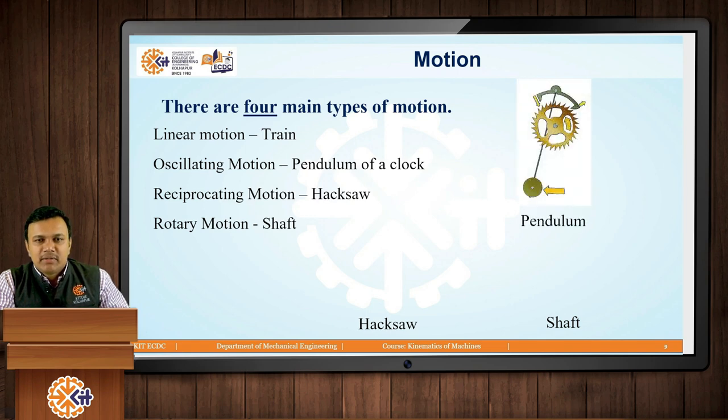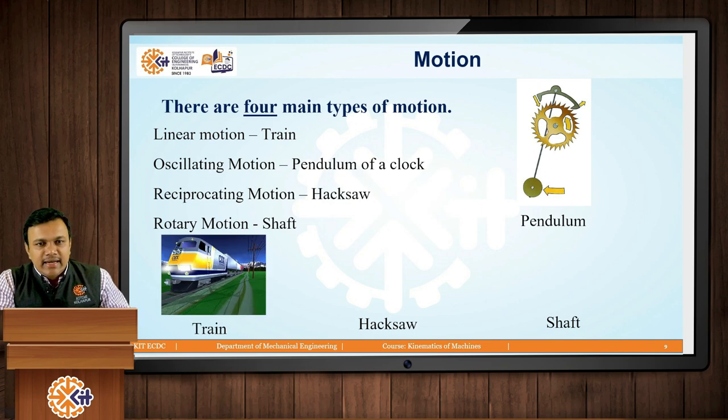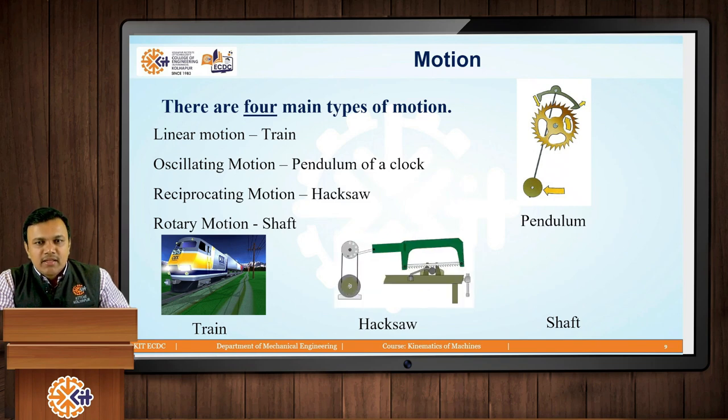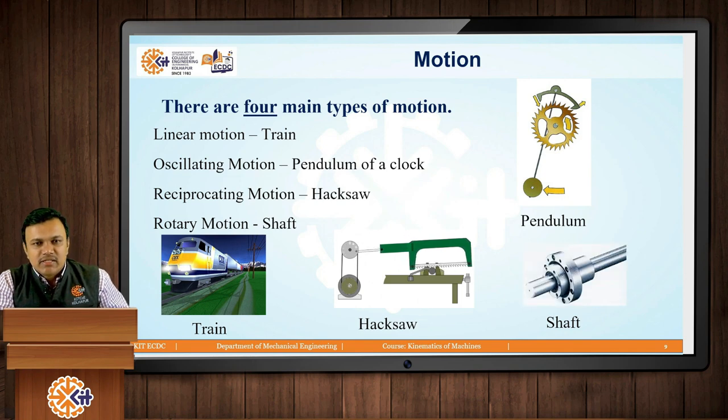Some of the examples in diagrammatic view are shown here. A pendulum, which is an example of oscillatory motion. Then a train, which is an example of linear translatory motion. Then a hacksaw, which is an example of reciprocating motion, and a shaft, which is an example of rotary motion.